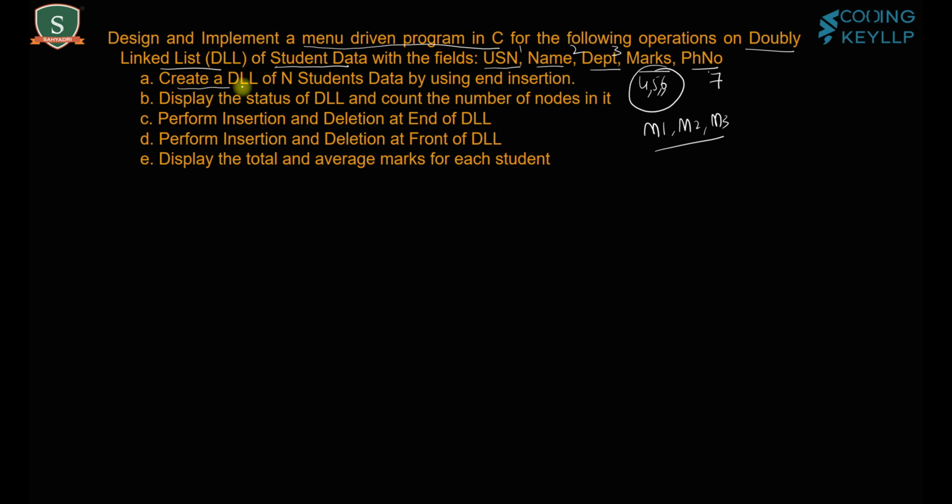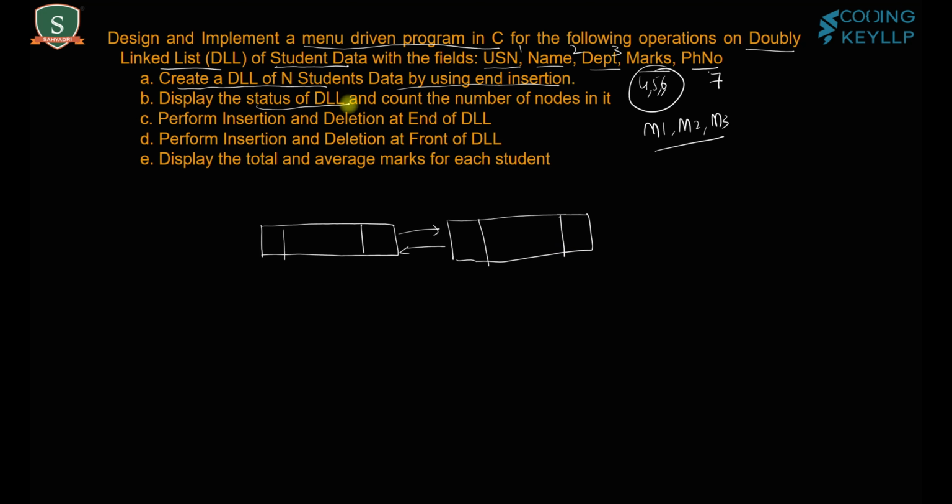The first one: create a doubly linked list of n students' data by using end insertion. That means we need to create a doubly linked list and do end insertion, that is, insert at the end. We already well know how to write that function. We'll see what changes we have to make. Display the status of the DLL. So we need to display the status, meaning how many nodes are there. Here the count is 2, so 2 nodes are there. We need to print the number of nodes, and the details, whatever the information is there, that we need to show. After that, insertion and deletion at the end, and insertion and deletion at the front of the doubly linked list. So these operations are also very well known.